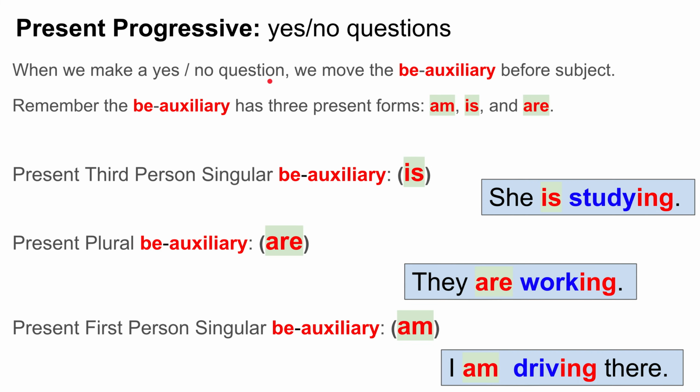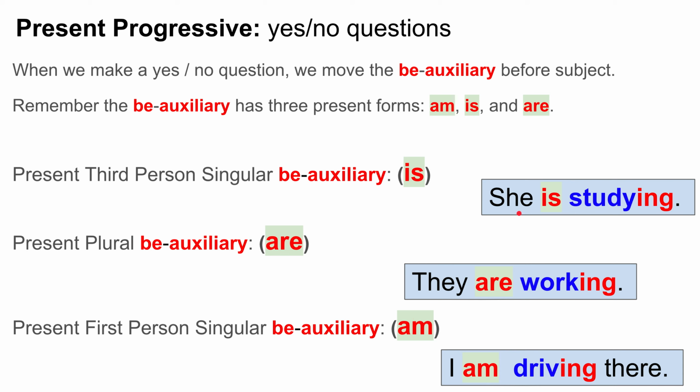Let's talk now about questions. When we make a yes-no question, we move the be auxiliary before the subject. Remember, the be auxiliary has three present forms: am, is, and are. In the present third person, the be auxiliary is is. So we say she is studying. The present plural be auxiliary is are, and the present first person singular is am. Let's see how we make these into questions.